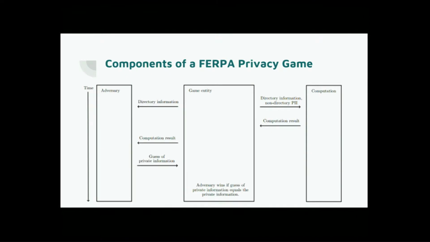And this is a simplified version of a FERPA privacy game. The paper goes into this in much more detail and much more precision. But the general idea is you have the mechanics of the game, which pass directory information to a potential adversary. And it passes the directory information as well as non-directory personally identifiable information to the computation. The computation returns this computation result, which is passed on to the adversary. And using the directory information and the result of the computation, the adversary makes a guess of the private information. The adversary wins if the guess of the private information equals the private information.